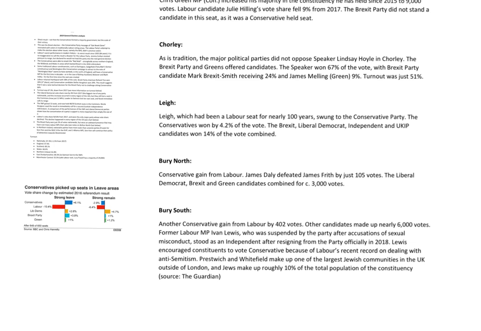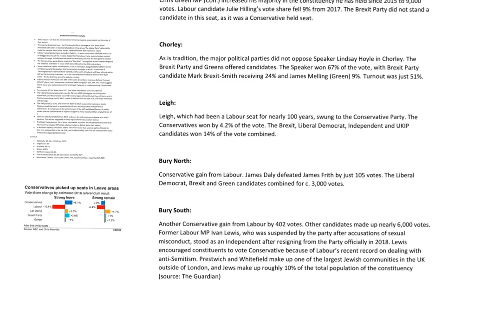Now, there were individual situations that impacted this result. The former Labour MP, Ivan Lewis, had been suspended from the Labour Party after allegations of sexual misconduct, so he decided to stand as an independent. He actually encouraged voters not to vote Labour but to vote Conservative because of the ongoing scandal within the Labour Party over the party's dealings of claims of anti-Semitism.